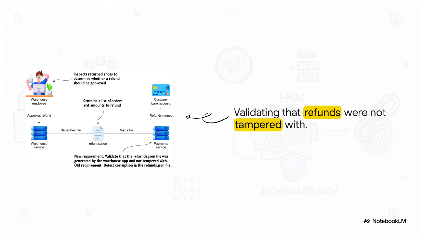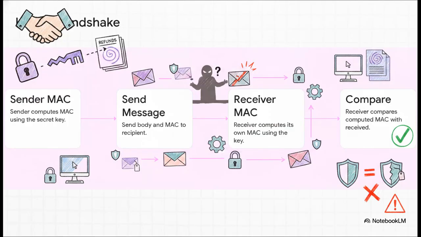The payment service must have an ironclad guarantee that this file came authentically from the warehouse service and wasn't altered by an attacker trying to steal funds. This step-by-step handshake is the exact recipe that HMAC uses to completely lock down the transaction. First, the warehouse app computes an HMAC on the refunds file using a secure, shared cryptographic key. Second, it sends both the raw JSON file and the resulting HMAC tag over the network.